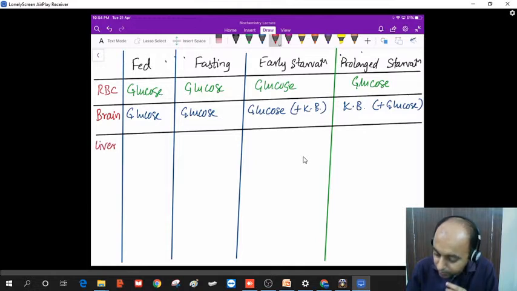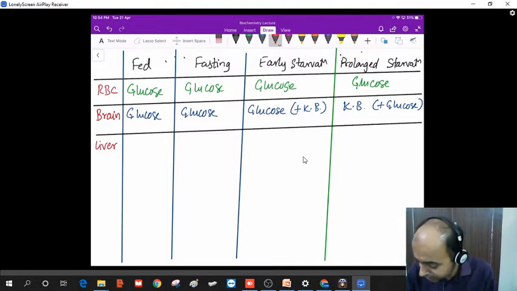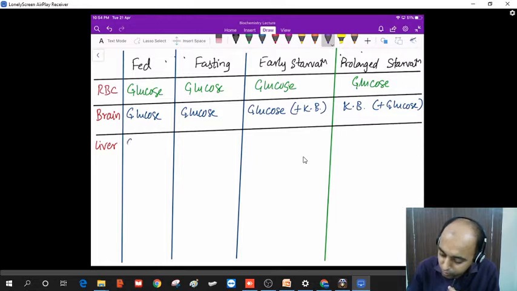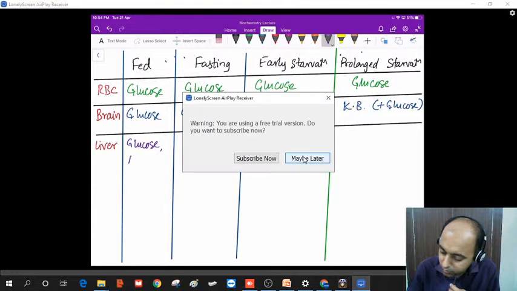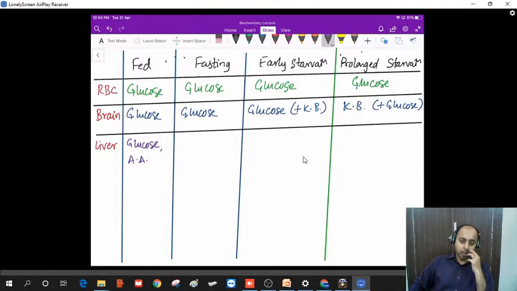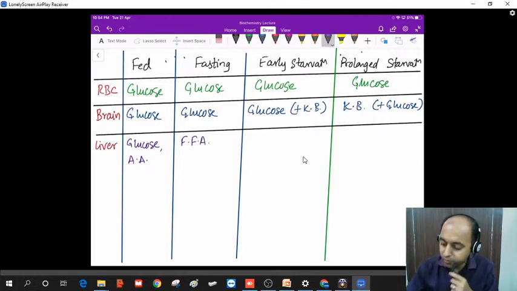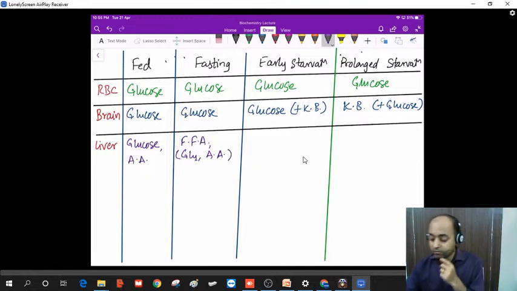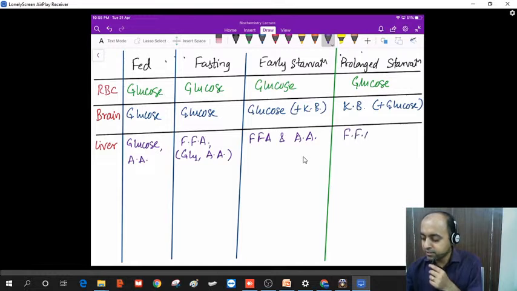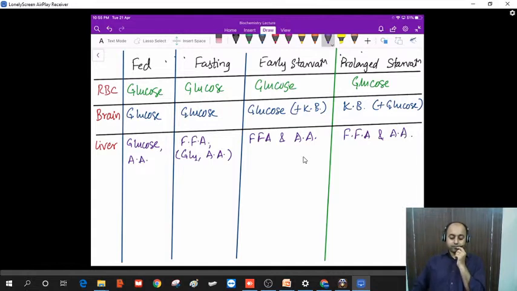What about liver? In fed state, the liver will use glucose, amino acid. In the fasting state, it will make use of free fatty acid, little bit of glucose, and amino acid. In starvation, free fatty acid and amino acid.